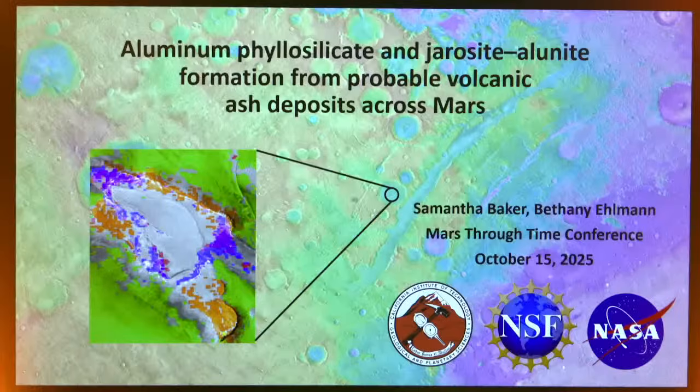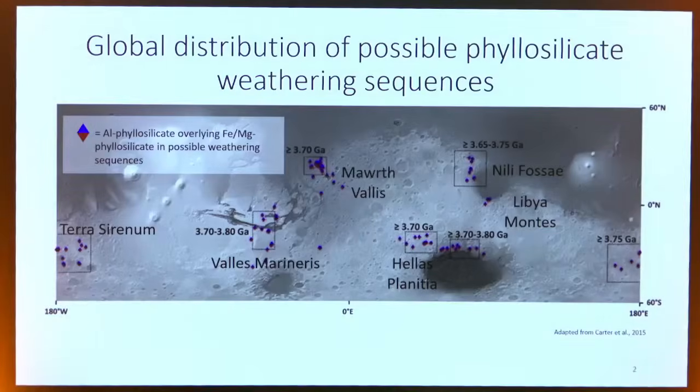All right, hi everyone. So I'm going to be continuing the conversation about these clay compositional stratigraphies, but possibly coming to a slightly different conclusion: that some of these aluminum phyllosilicates, as well as jarosite and alunite, formed from possible volcanic ash deposits. And you have already seen this figure today, so I won't spend too much time going over it, but just as a reminder, we see aluminum phyllosilicates across Mars, primarily in areas where they're seen overlying iron magnesium phyllosilicates in what may be possible weathering sequences.